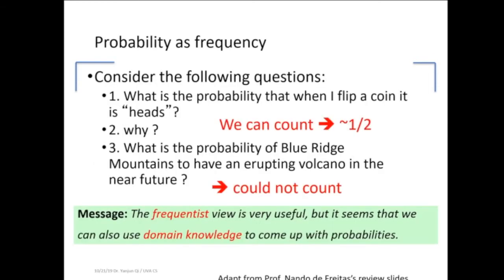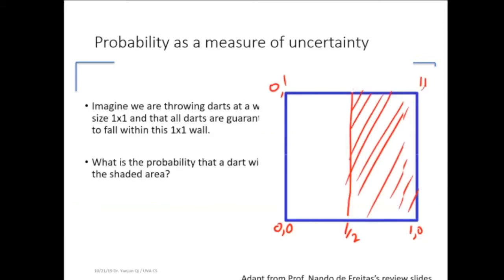Okay, probability. There are different views: the frequentist view or the uncertain, Bayesian view. Most likely what you learned is about counting the ratio of the event happening versus the full. But for some events you cannot count; it's based on domain knowledge. So you can think of it more as a measure of uncertainty. I'm going to skip very quickly.